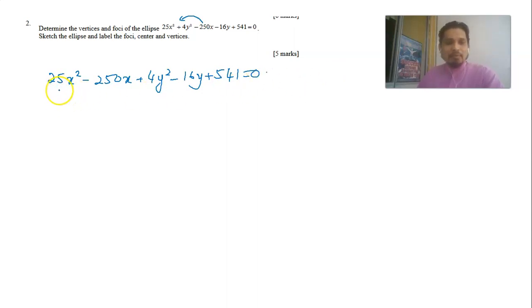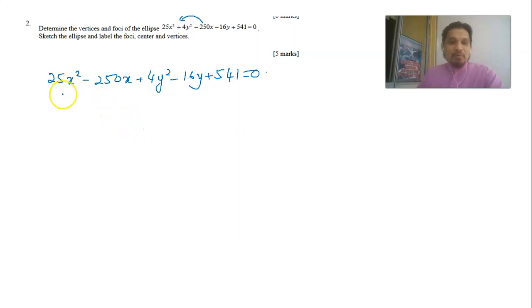Okay, class, in this case we're going to use completing the square to get the equation of an ellipse. We're going to use the completing the square process.